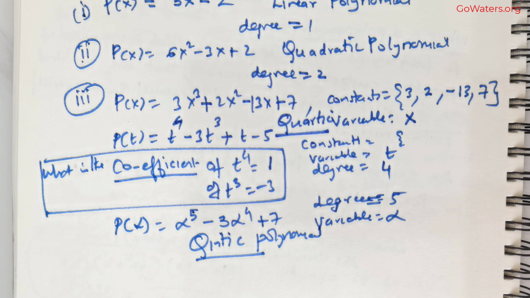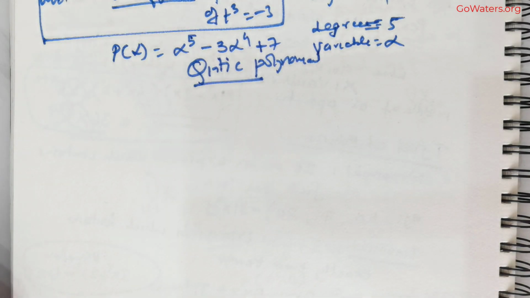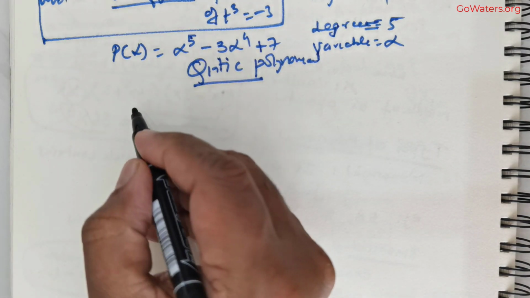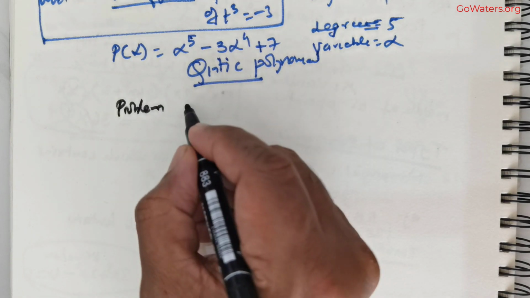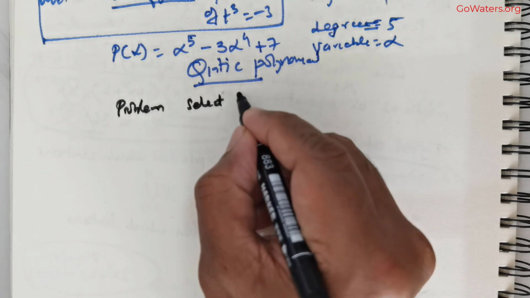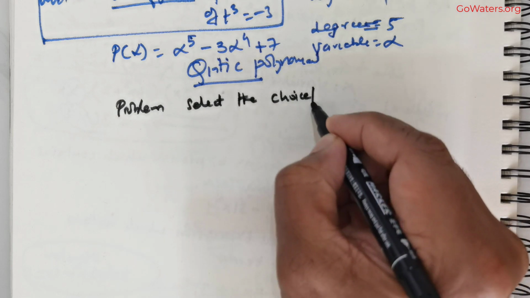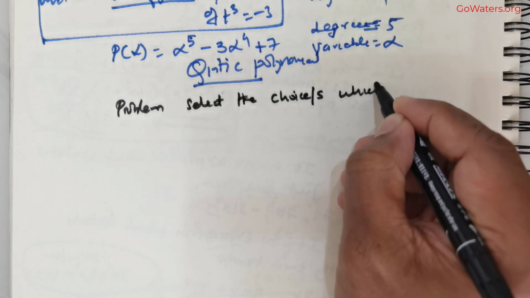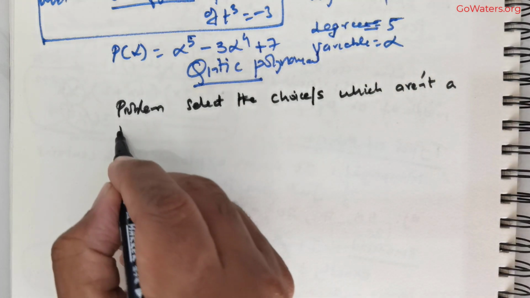Now the most important thing is we need to head further down into seeing other illustrated examples. Before we head on to the next topic, I want to give you a problem. The problem is: select the choices which aren't a polynomial.